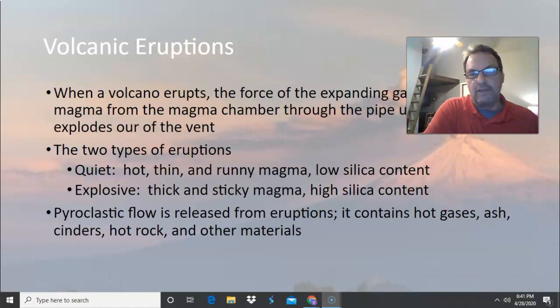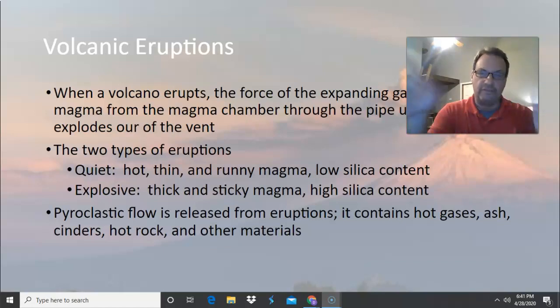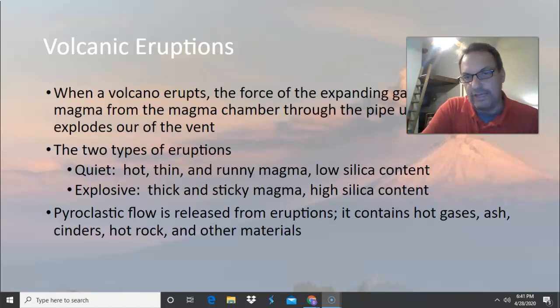And then you have the explosive ones that are thick and sticky magma with a high silica content. The way that I would think that you would try to remember this is that if it's thick and sticky, it may have kind of plugged up the hole to where it was building up a lot of pressure behind it because it was so thick. And then as the pressure built up, it'll eventually pop or explode, and that thick, sticky magma with a high silica content is going to explode out. So there's your explosive eruption.